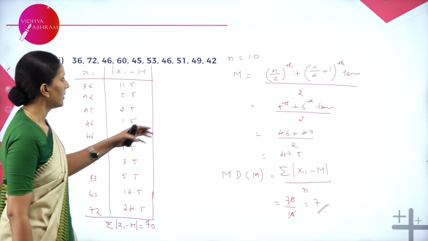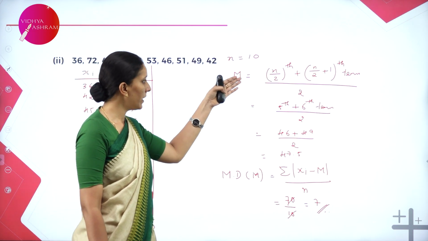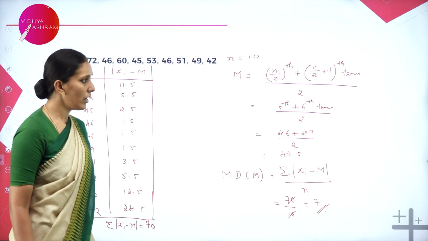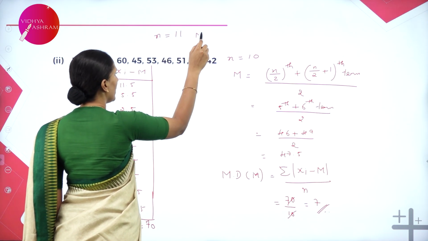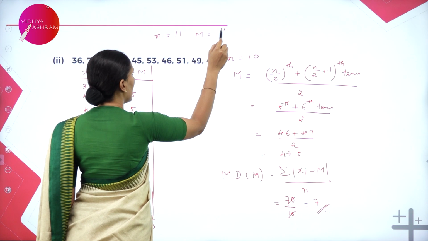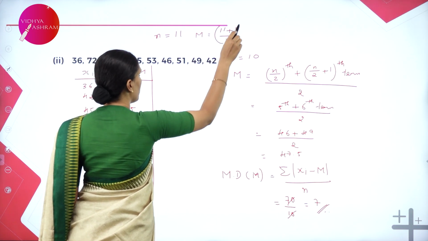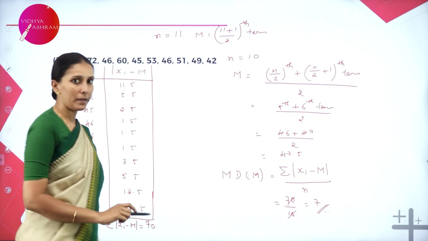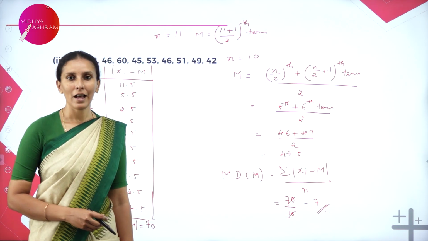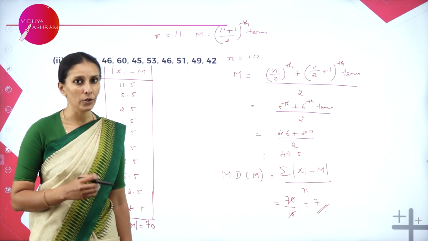So now since the number of observations is even, the median is calculated using this formula. If suppose you have 11, then the median can be taken as the (11 plus 1) by 2th term, so that is the 6th term will be the median. So here we have calculated the mean deviation for an ungrouped data.